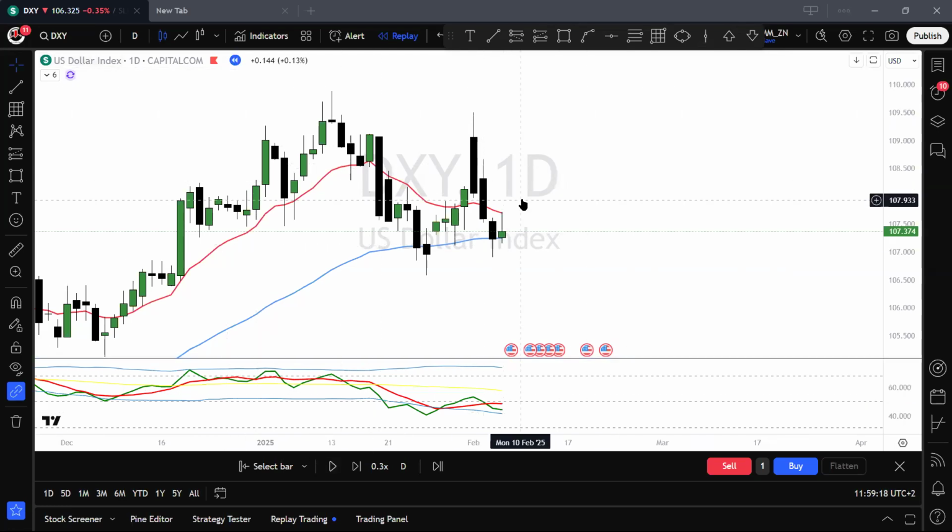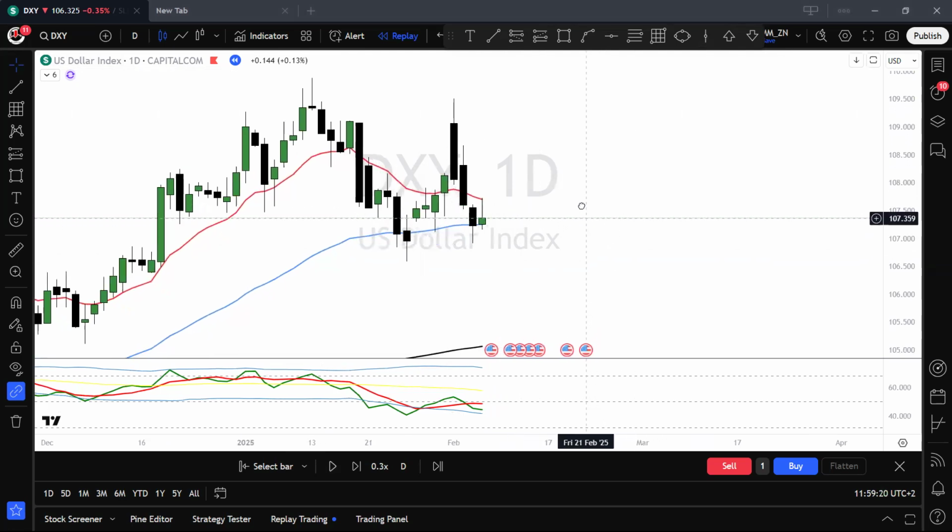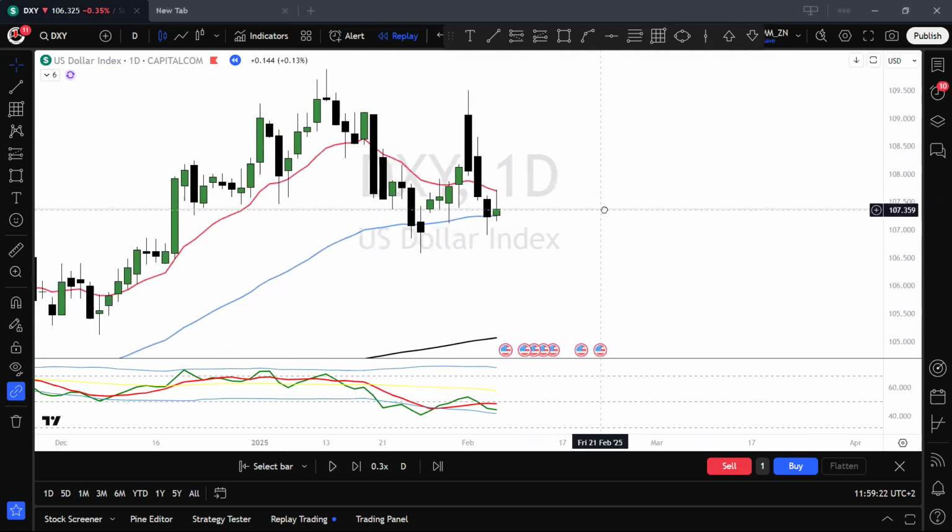So the main thing we just want to look at is the daily. Based on how we trade, based on our strategy and trading system, we want to pay much attention to the daily time frame. So I'm just going to click play here.